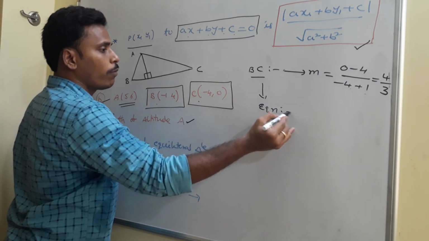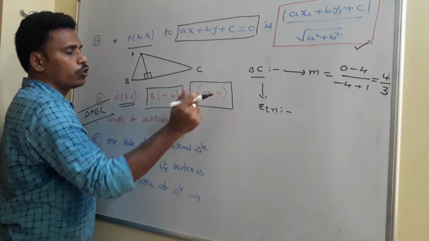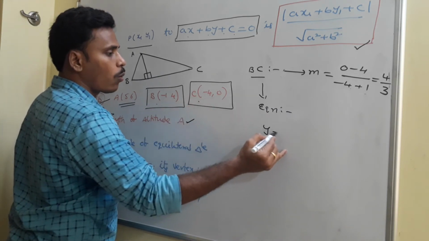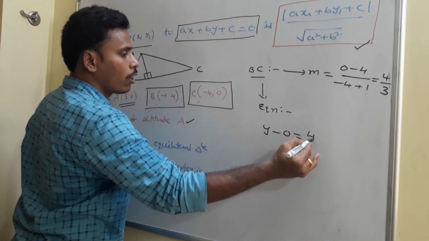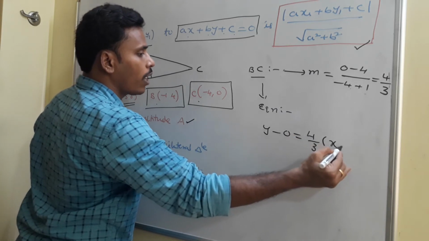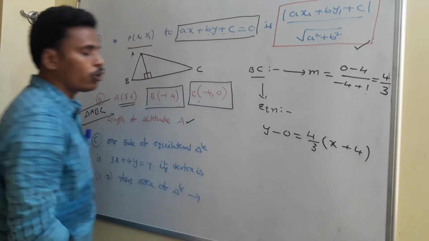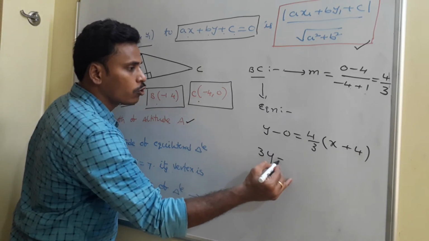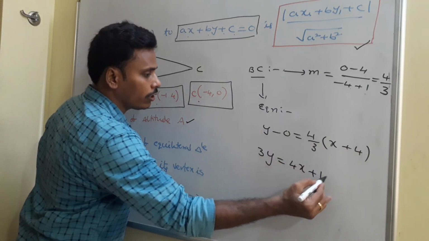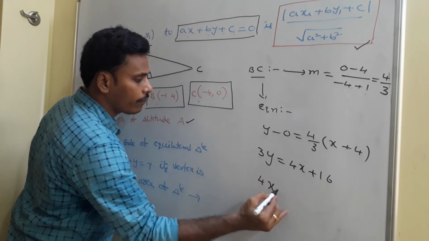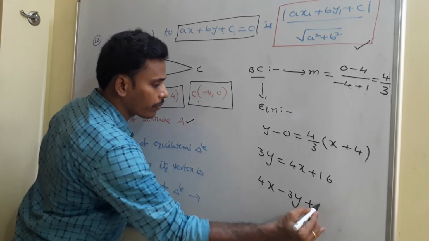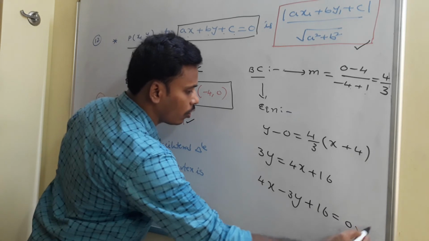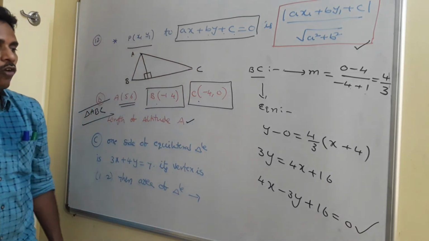For that equation, you may use any of these 2 points. So use this one, because something is 0 now. y minus 0 is equal to 4 by 3 times x minus x1, which is minus 4. So minus of minus is plus 4. So 3y is equal to 4x plus 16. If you send everything aside, 4x minus 3y plus 16 is equal to 0 is the required equation of BC.